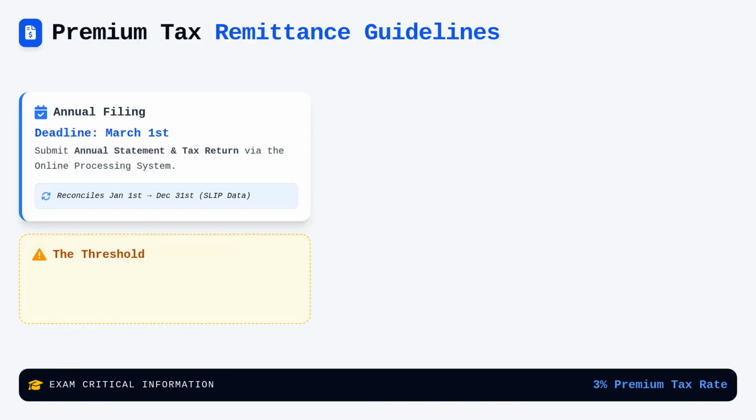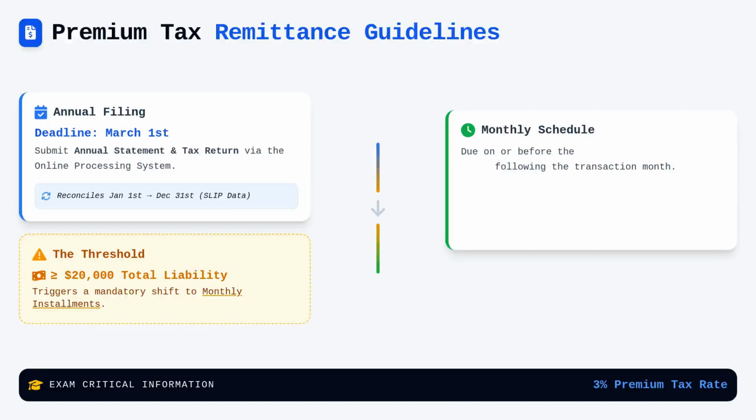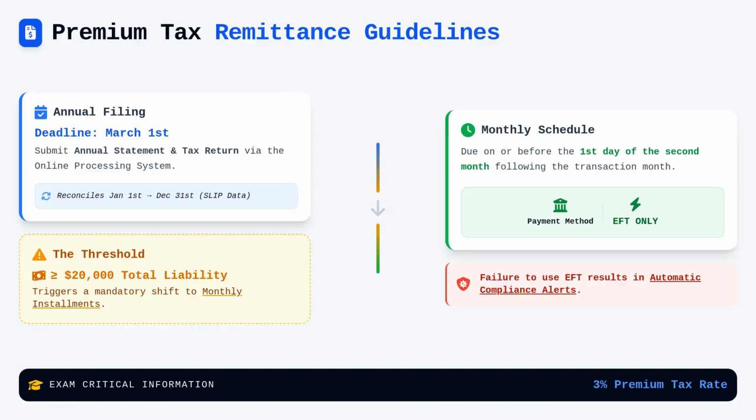If your total annual tax liability for the preceding year reached or exceeded $20,000, you're statutorily required to move from an annual payment schedule to a monthly installment schedule for the current year. These monthly installments are due on or before the first day of the second month following the month in which the business was transacted, and they must be paid via electronic funds transfer to avoid automatic compliance alerts.